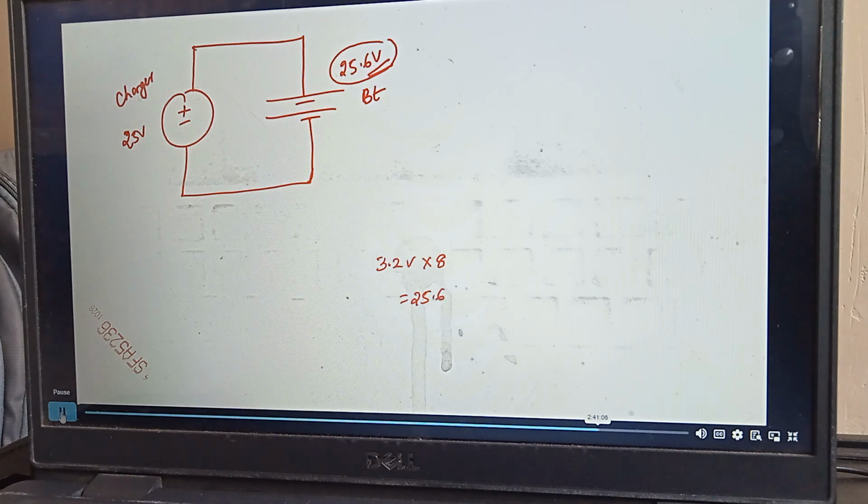There is no doubt. Current doesn't look at whether this is a charger or this is a battery. Current doesn't know all these things. Current will flow only when there is a potential difference, from higher potential to lower potential. That's it. If the battery voltage is 20 volt, then there is no doubt the charger will give current to the battery. It needs only potential difference. Clear, Saranatma?